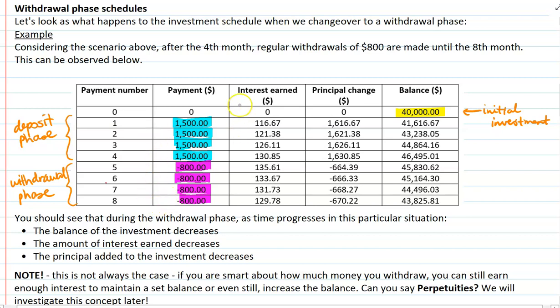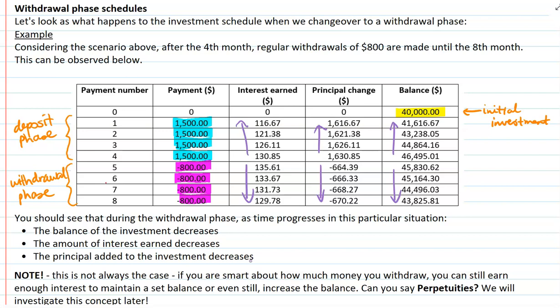What I'd like to observe here is in our deposit phase, the payments stay the same, the interest earned increases, principal change increases, balance increases. However, when we move over to the withdrawal phase, you can see that the withdrawal payments are all the same. Our interest earned decreases, principal decreases, and our balance slowly decreases as well. Now you should see this during most withdrawal phases of investment as time progresses. So we're seeing the balance of the investment decreasing, the amount of interest earned decreasing, and the principal added to the investment decreasing. However, this is not always the case.